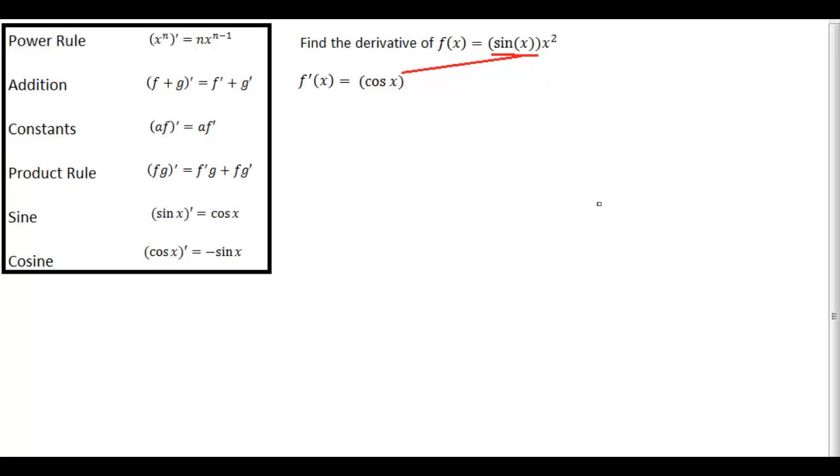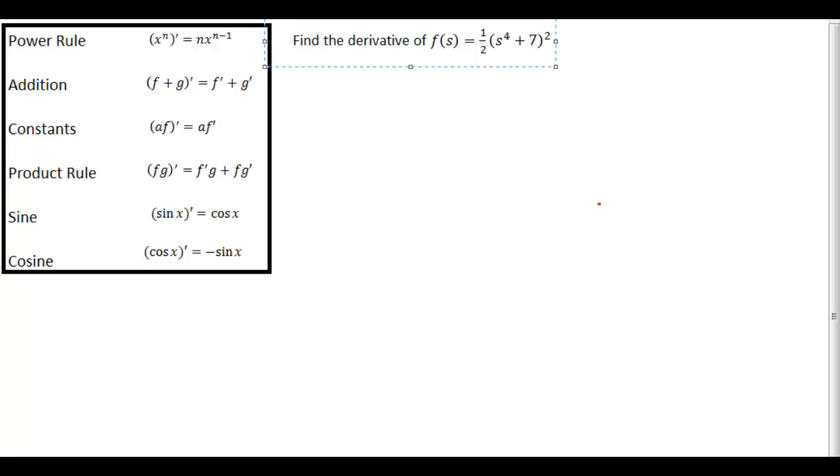Then we multiply by the second function, x squared. You notice x squared does not have its derivative taken. Just the first one does. And then we add another term where we're going to reverse that process. This time we leave the sine x as it is, and we multiply by the derivative of the x squared, which we know from the power rule is 2x. Putting all that together, we have cosine x times x squared plus sine x times 2x.